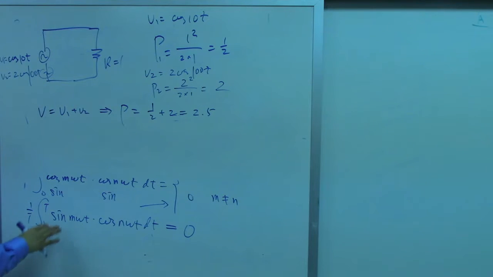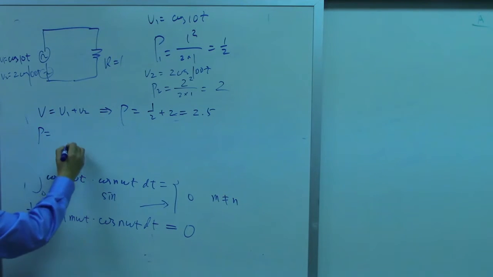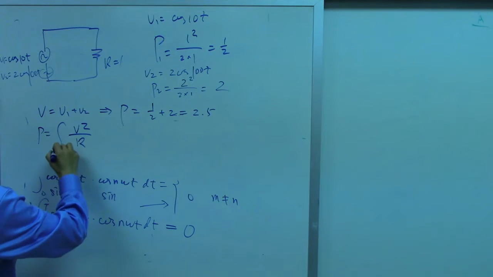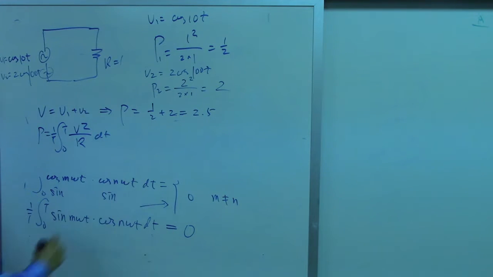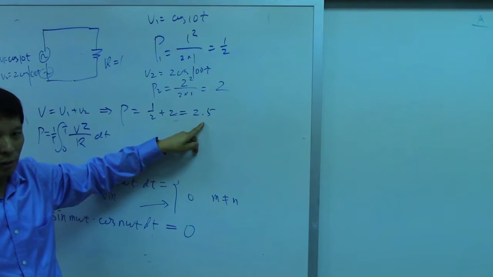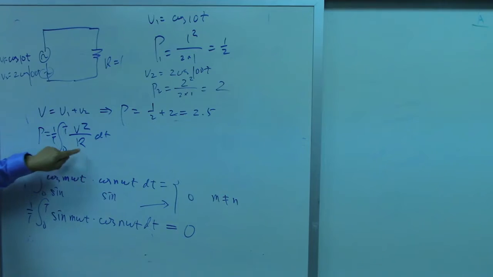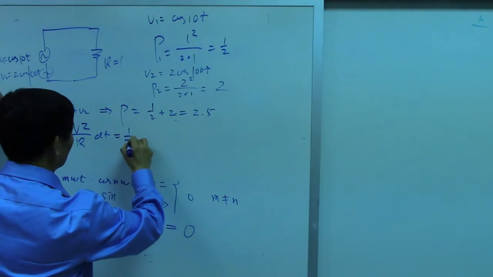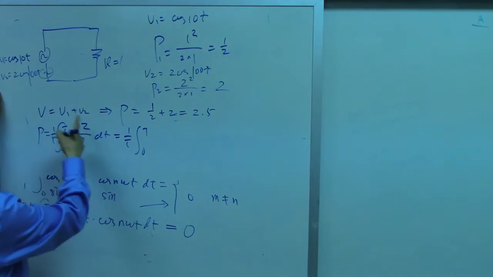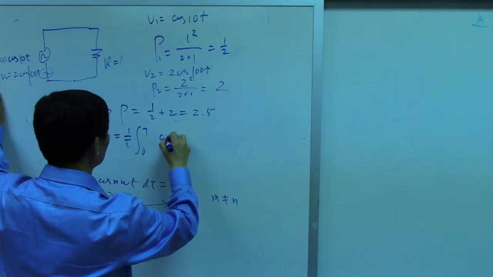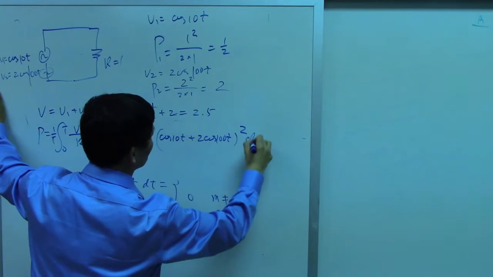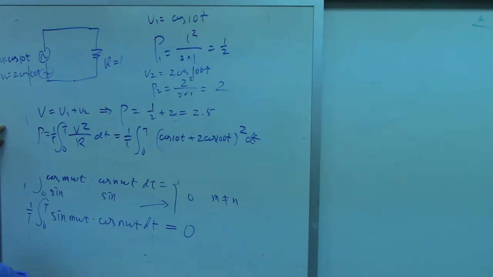But from the definition, the power equals one over T, the integral of V squared divided by R, dt. This is the definition, so it is definitely correct, while the other is based on our experience. So let's plug V in here. This equals 1 over T, integral from 0 to T, where V is these two added together, so cosine 10t plus 2 cosine 100t, squared, dt. And look at this.